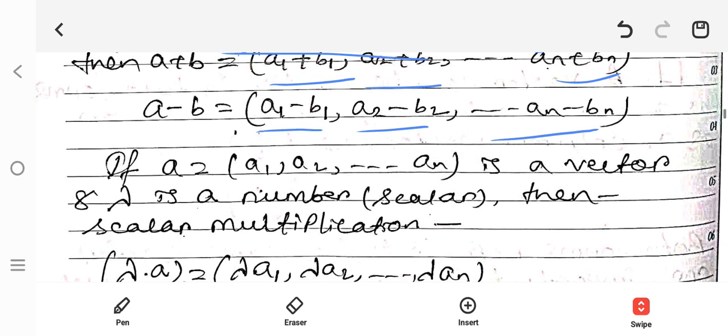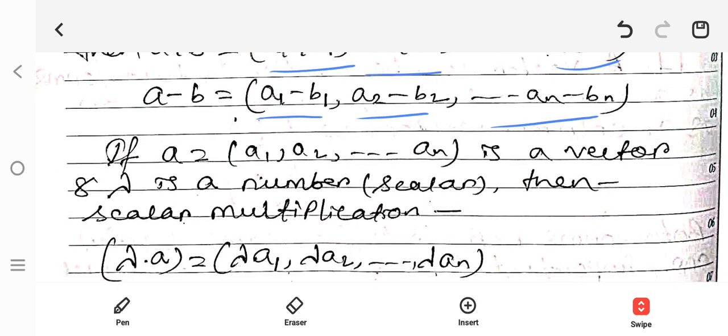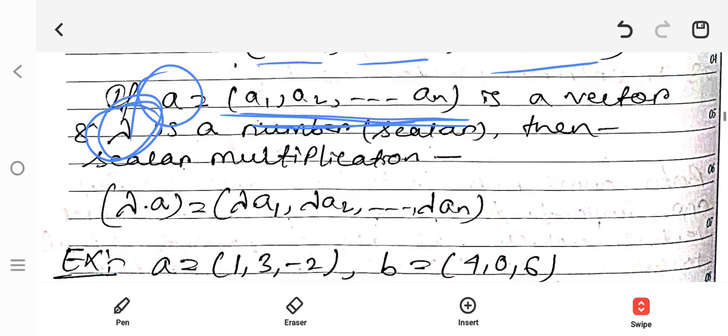Now for scalar multiplication, assume a vector A whose components are a1, a2 up to an. If we multiply this vector by lambda, where lambda is a number or a scalar, then the vector will be like this. If we multiply lambda with vector A, then each component will also be multiplied by lambda.